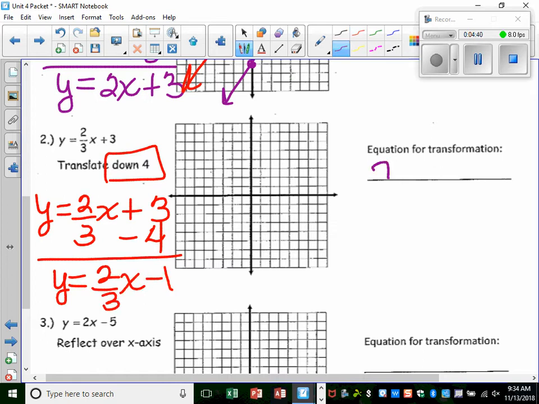Okay, then I'm going to write that over here. Y equals 2/3 x minus 1. So I'm going to graph the original as well as the transformation one. I'm going to start at +3. This is for the original. And then I'm going to go up 2 over 3 to the right, up 2 over 3 to the right. I'm going to also do a double negative, so down 2 to the left 3, and then I'm going to connect those.